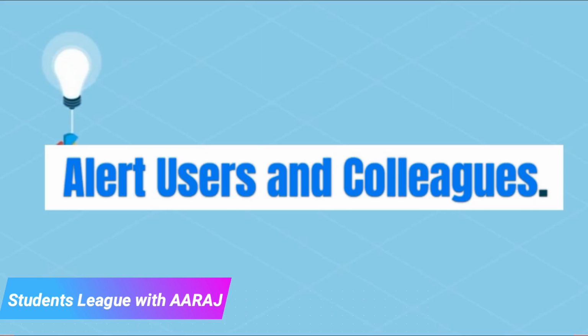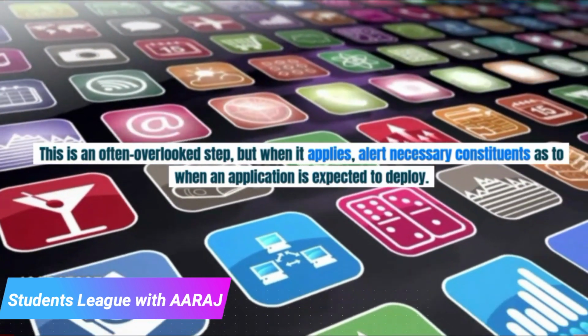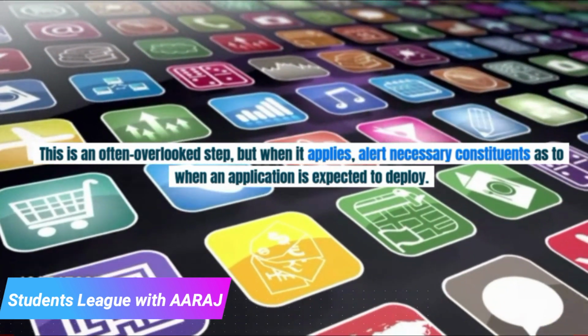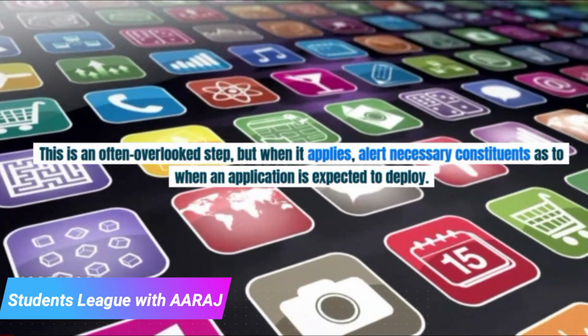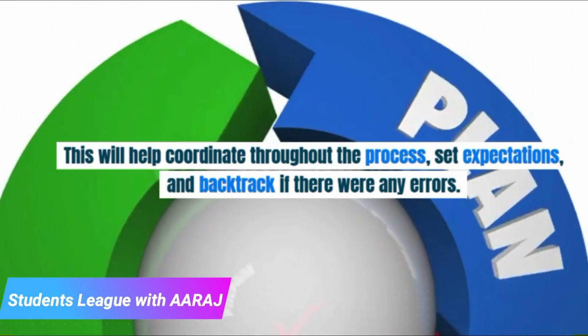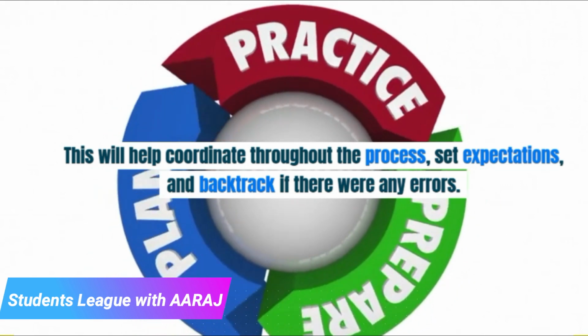8. Alert users and colleagues. This is an often overlooked step, but when it applies, alert necessary constituents as to when an application is expected to deploy. This will help coordinate throughout the process, set expectations, and backtrack if there were any errors.